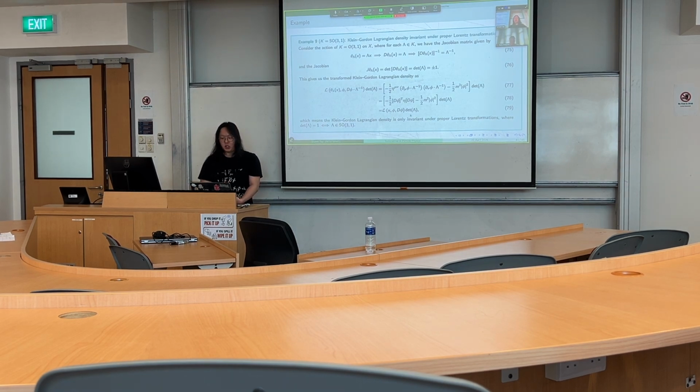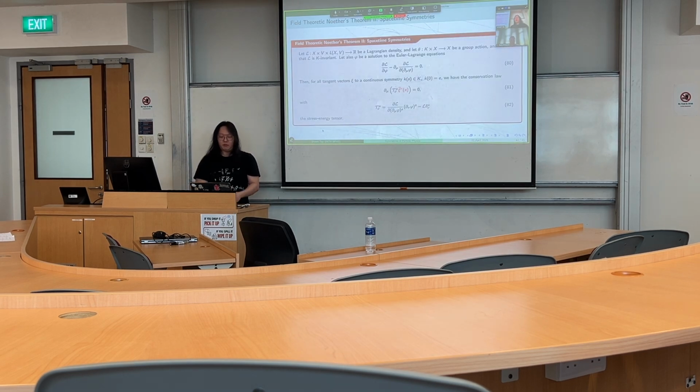an important condition is that the determinant of lambda here must be 1, because if the Jacobian is not 1, then the action is not invariant. In this case, this tells us that the Klein-Gordon Lagrangian density is only invariant under proper Lorentz transformations, proper as in when the determinant is 1. So we have to restrict ourselves to the special orthogonal group SO(3,1).